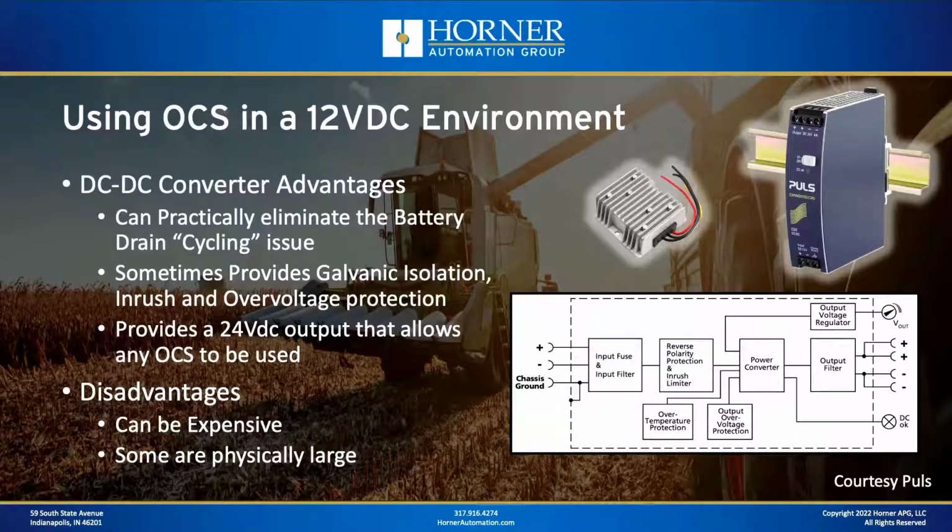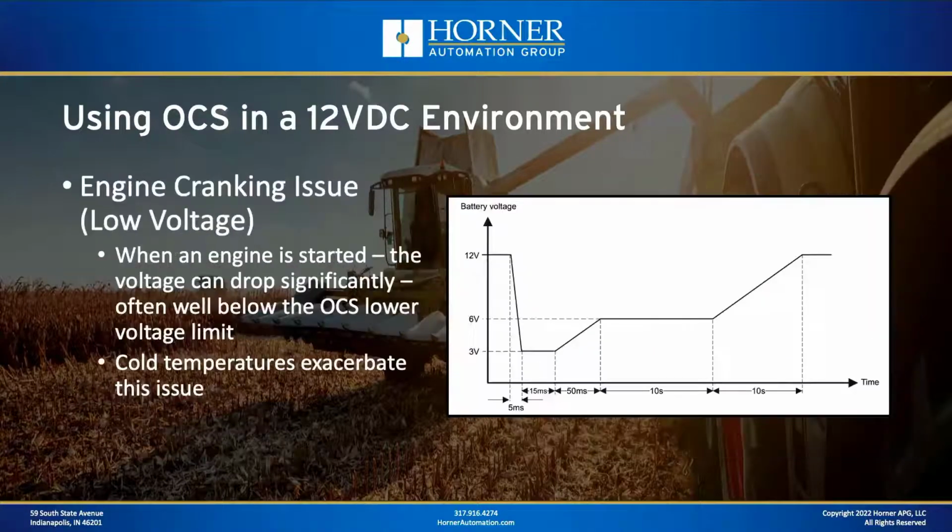And the DC to DCs, especially the higher quality ones that I'm showing on the screen from Pulse, are also physically fairly large compared with the smaller units that you can get that are less expensive, that I'm also showing on the screen there. So that is one way to solve basically this battery drain cycling issue.